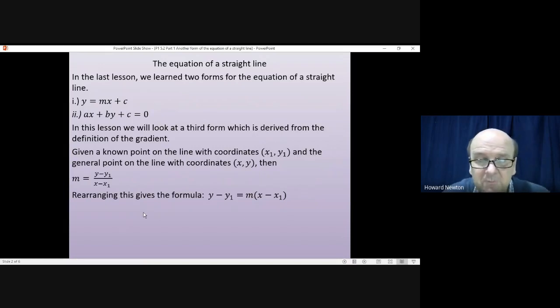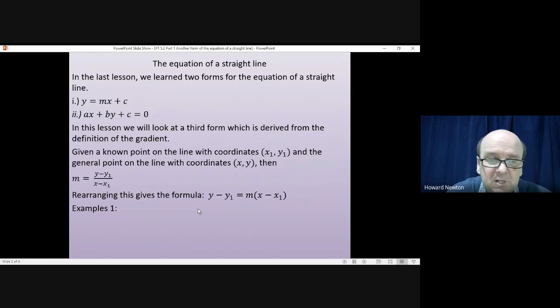Now this form of a line is useful where you know two things. Where you know the gradient, you know m, and you know the coordinates of one point on the line. If you know the gradient and the coordinates of one point, you can just substitute those things into here and get the equation of the straight line.